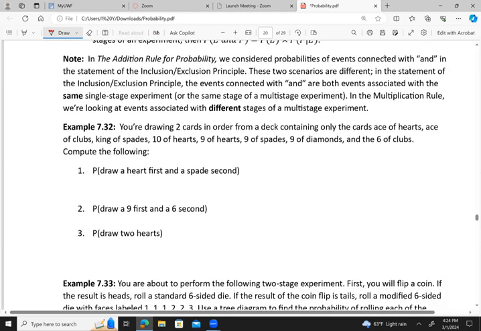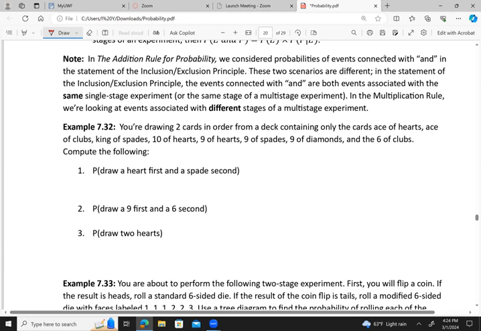So let's see how this works. You're drawing two cards in order from a deck containing only the cards Ace of Hearts, Ace of Clubs, King of Spades, 10 of Hearts, 9 of Hearts, 9 of Spades, 9 of Diamonds, and the 6 of Clubs. Compute the following. Draw a heart first. So what's the probability of getting a heart?